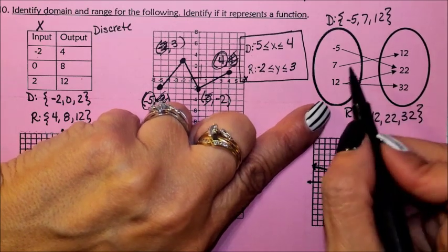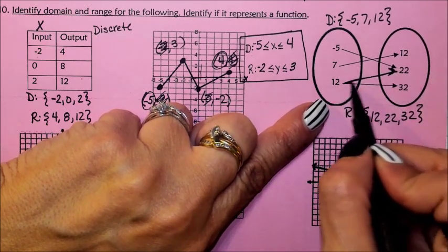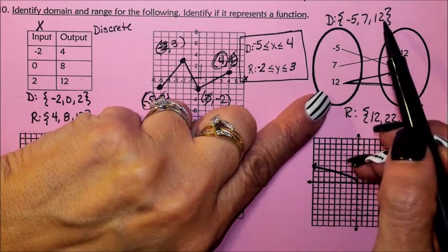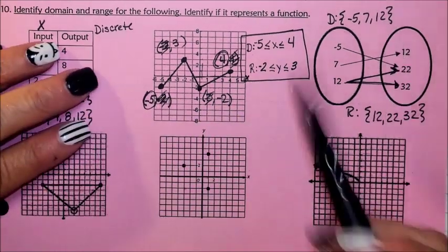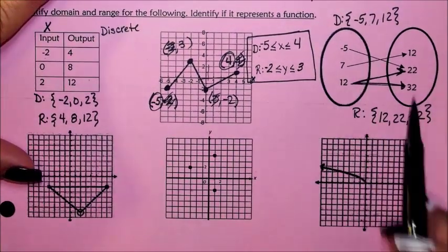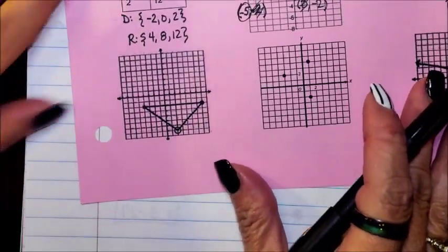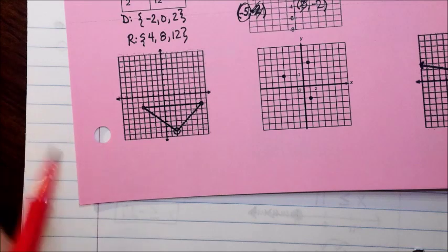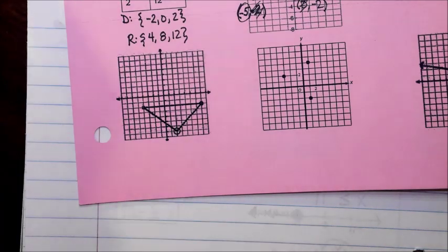Now you might be thinking, but look, this one goes to 2. Do I need to list 12 twice? No, you just list it once. Mappings are the easy ones. You just list your numbers. All right, so here we go. Now we've got another one that is continuous.